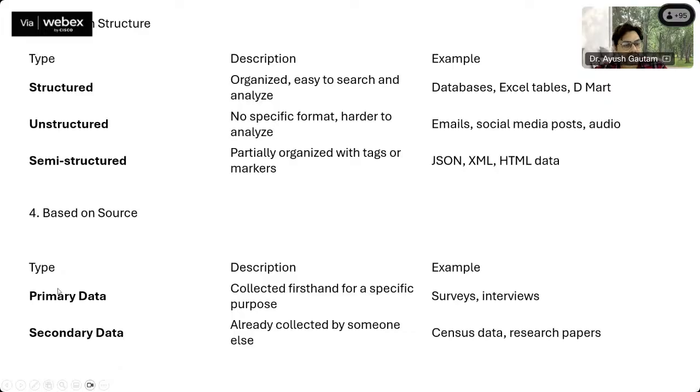Then another classification is primary data and secondary data. This is also a very easy one. What is primary data? Data which we collect for the first time. If you are asking me about something which I'm teaching, then that is primary data. But if you are asking some other person what I am teaching, then that becomes secondary data.